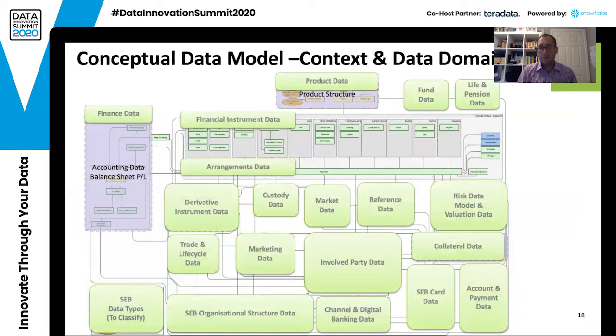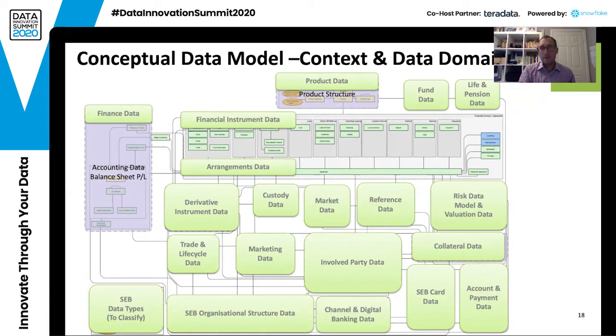For those who haven't seen a conceptual data model, here's an example of a banking conceptual data model. Again, it slices the data into the common domains across the organization. Look at this one. On the top you have the data that relates to products: the building blocks of financial instrument data, which are derivatives, which are then given value via market data and reference data, and measured via risk, which is at the right-hand side.